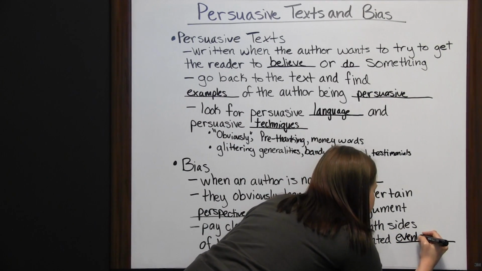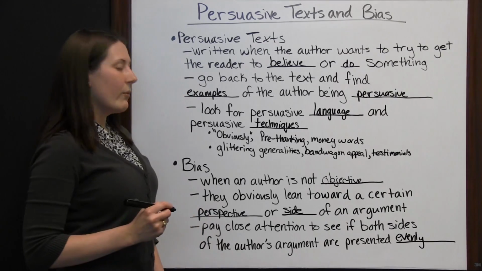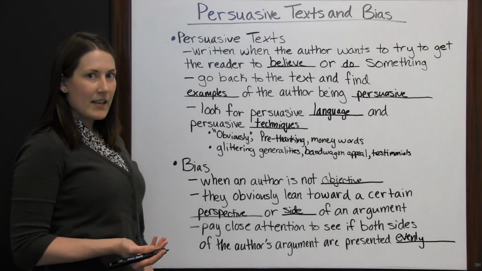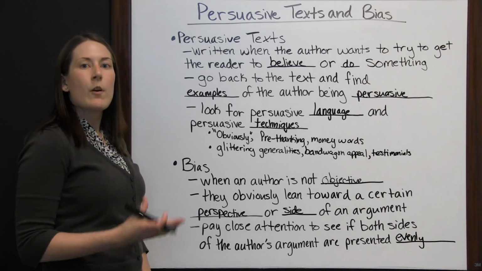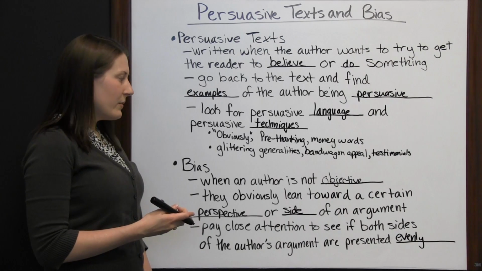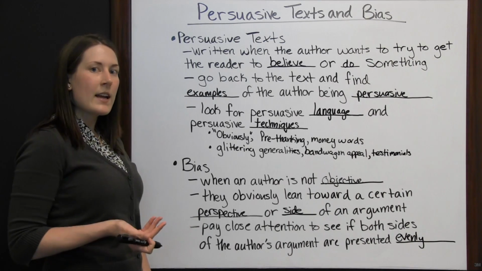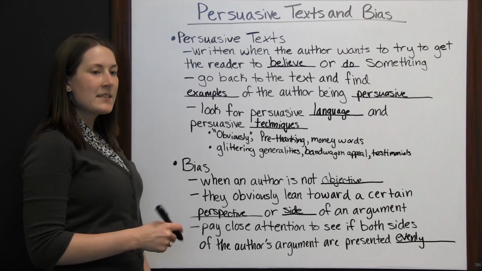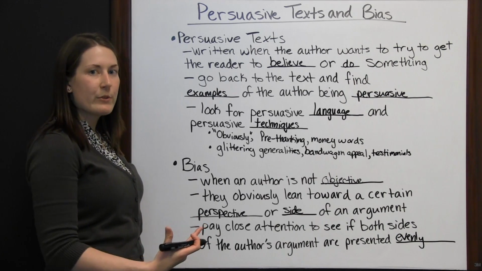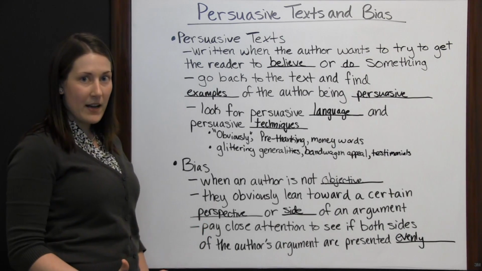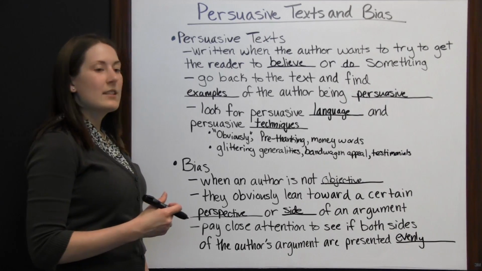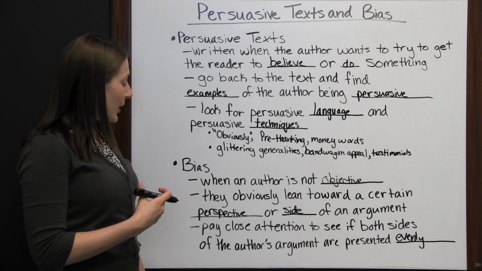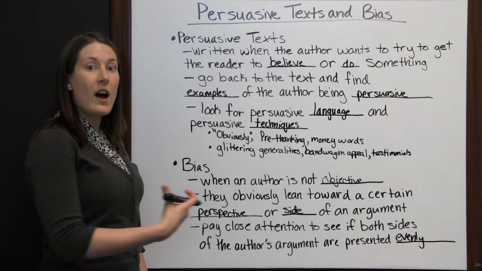If you see the author saying lots of positive things about one side of the argument and lots of negative things about the other side, then they have a positive bias toward the one thing and/or a negative bias toward the other. So you can see how if someone has a bias, they would be trying to persuade you toward whatever side they were positively biased toward, or at least being persuasive in trying to get you not to do something.